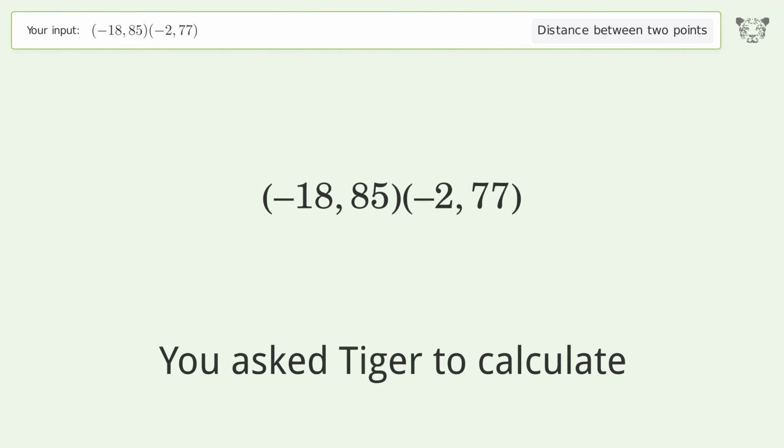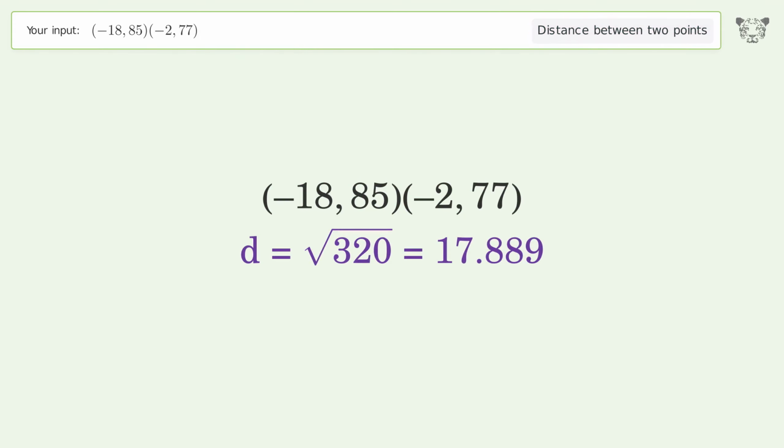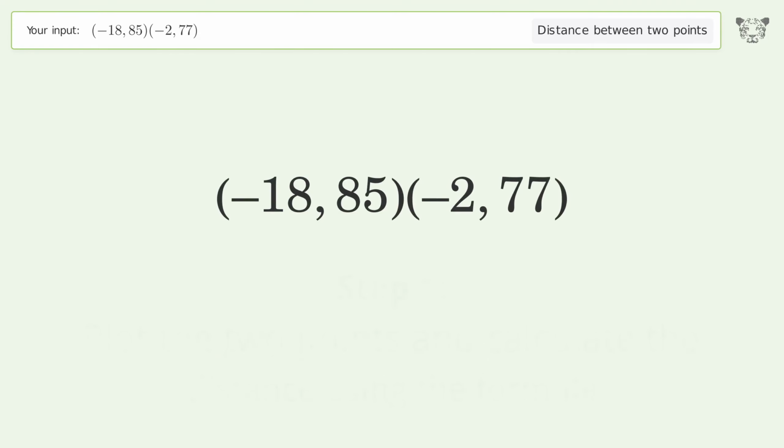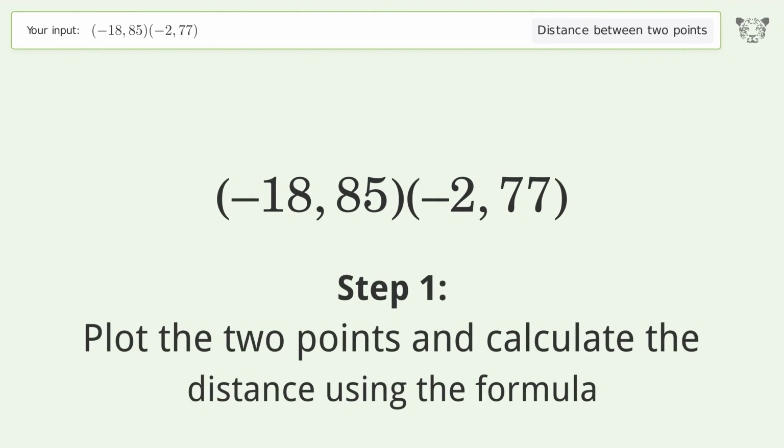You ask Tiger to calculate. This deals with the distance between 2 points. The distance between the 2 points is the square root of 320, or 17.889. Let's solve it step by step. Plot the 2 points and calculate the distance using the formula.